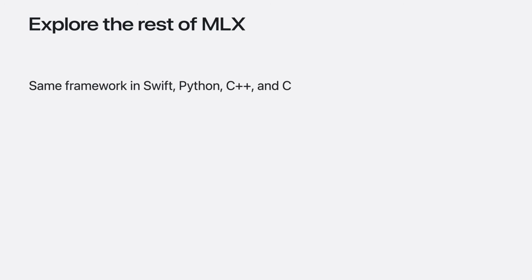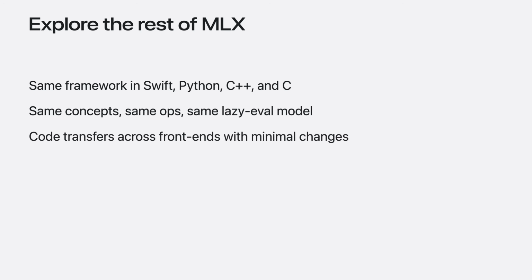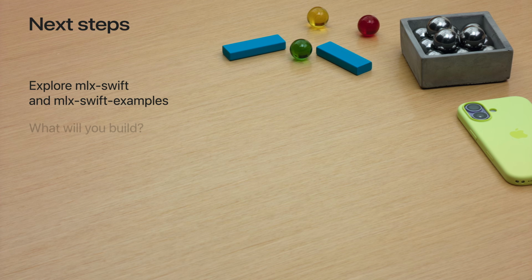MLX isn't only Swift. It's one framework with 4 front ends: Swift, Python, C++, and C. Third parties have built even more front ends if you have needs beyond that. They share the same concepts, the same operations, and the same lazy evaluation model. The concepts and patterns transfer across them with minimal changes, so you can prototype in Python and ship in Swift. Python also has a broader research ecosystem around it. Projects like MLX-LM and MLX-VLM are worth a look if you want to see what's been built on the Python side. I encourage everybody to take a look at MLX Swift and MLX Swift Examples.